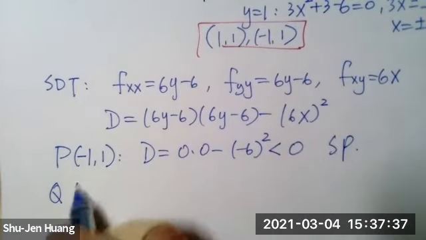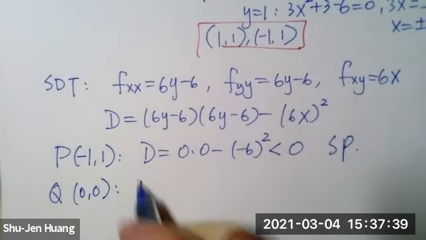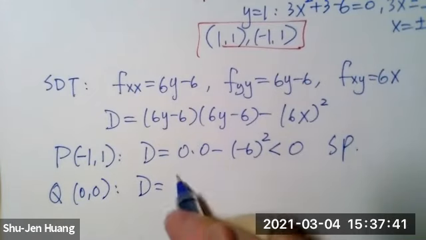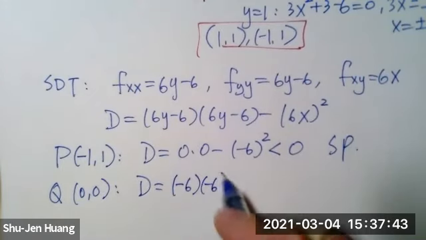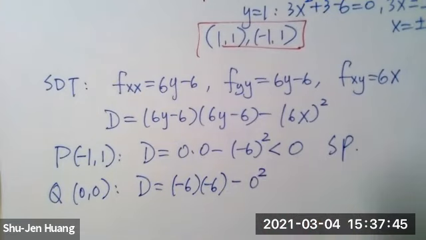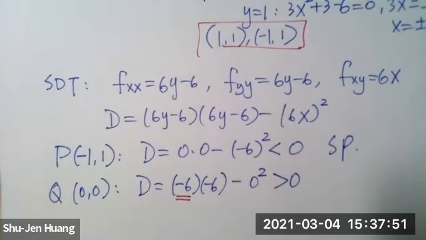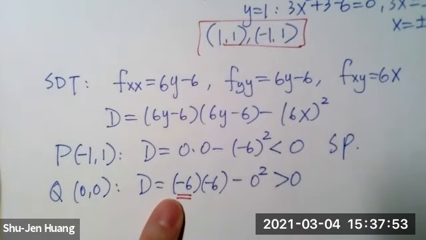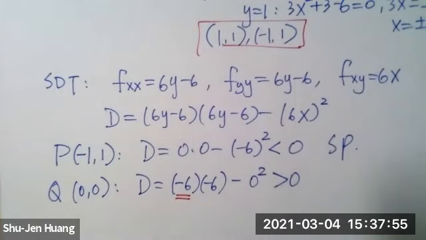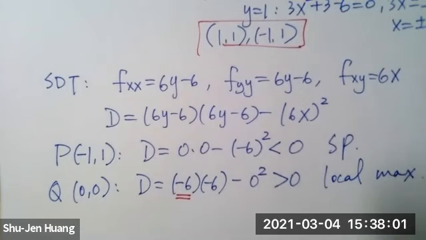And point Q is 0 comma 0. Plug in 0, 0, and we have negative 6 times negative 6 minus 0 squared. This time we got a positive sign. If it's positive, you need to look at the second partial derivative with respect to x. This is less than 0. So what do we have? A local max.